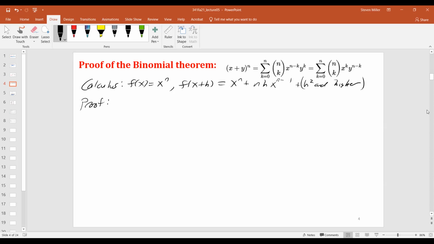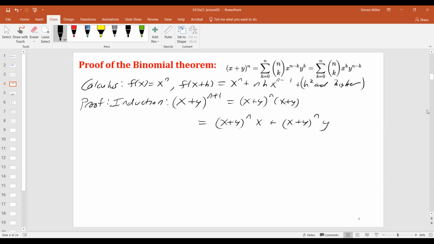One is by induction. And what we can do is we can write x plus y to the n plus 1 as x plus y to the n times x plus y. So that would then be x plus y to the n times x plus x plus y to the n times y.